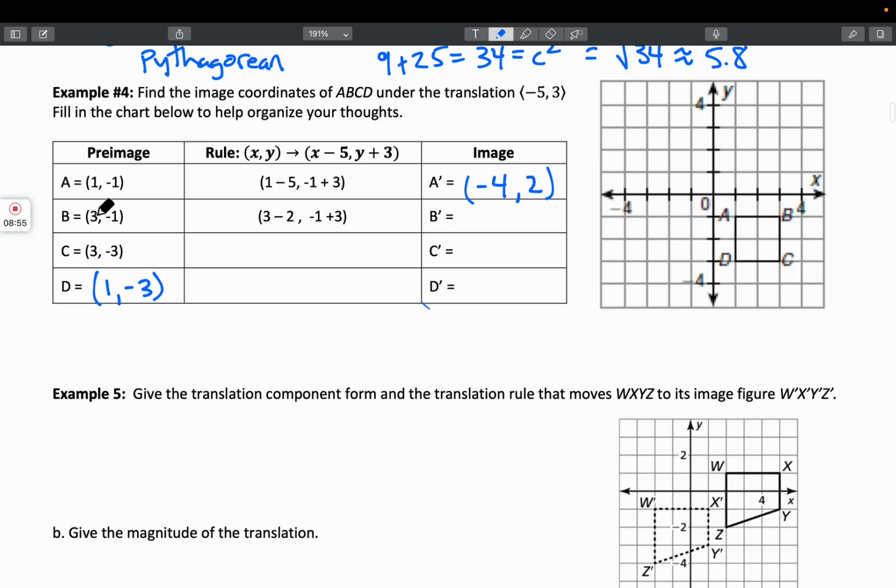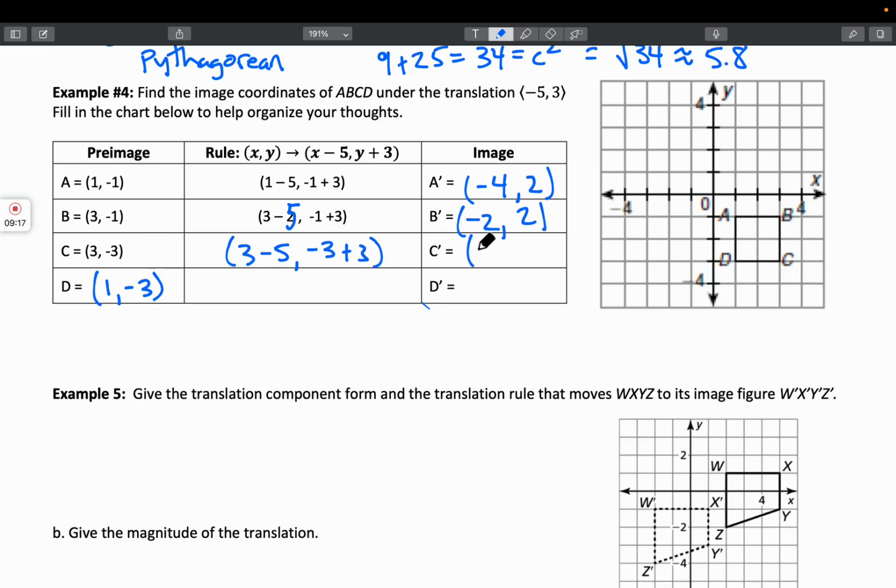Our next one should be (3, -1). We're going to subtract 5. Even though that says 2, that should be a 5. So 3 minus 5 is -2, and -1 plus 3 is +2. Our next coordinate C is at 3. We're going to subtract 5 from that x, and we're going to take that -3 and add 3 to it.